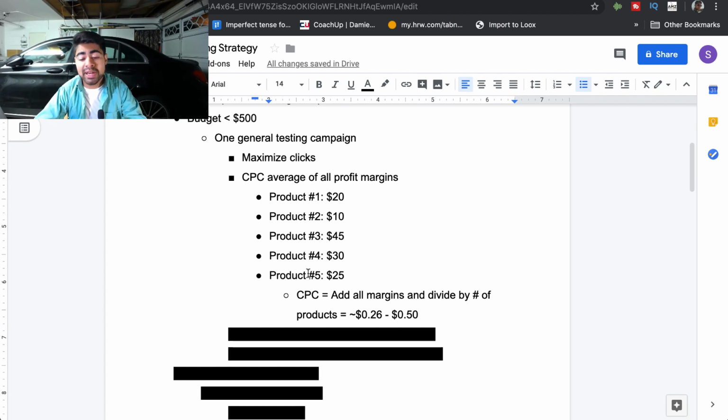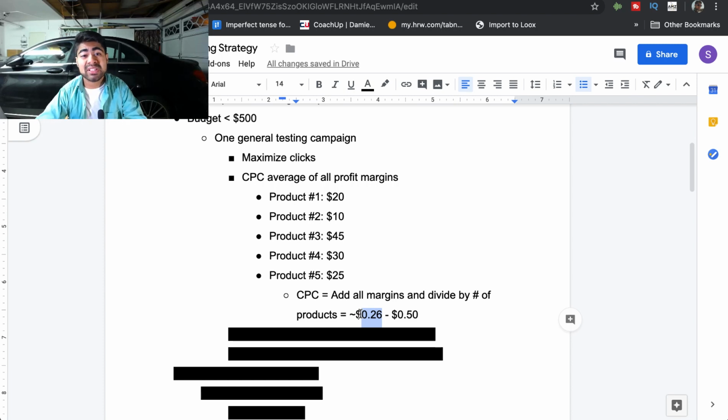Now, this is just a hypothetical situation, but based on these 5 products, I would determine the CPC in the following way. I would add all of the margins, meaning I would add 20 plus 10 plus 45 plus 30 plus 25, and then I would divide it by the number of products I have. So whatever the total is from these numbers divided by 5, that would give me the average cost per link click that I want to set as my bidding strategy. So in this case, that would give me about 26 cents.